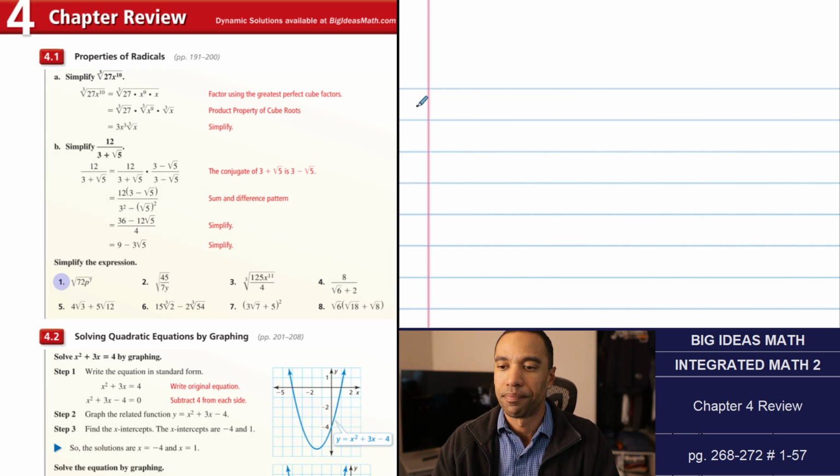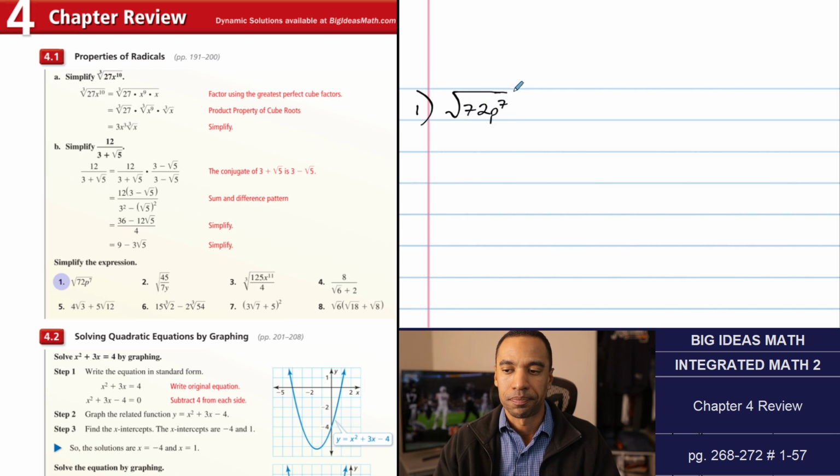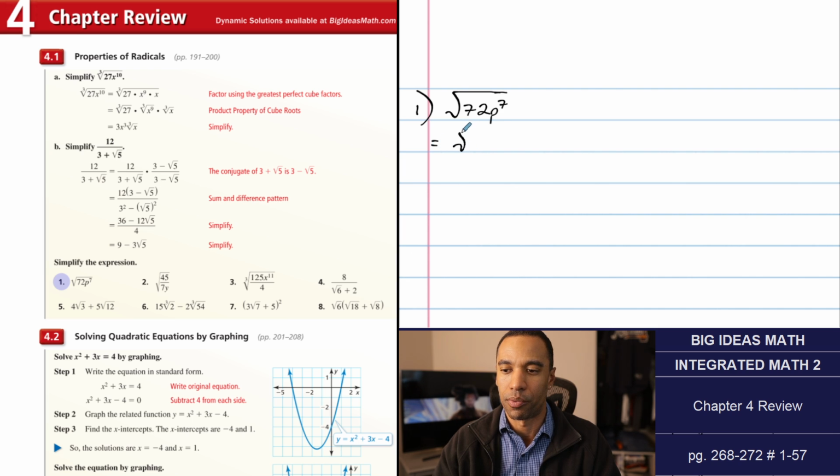Starting with numbers 1 through 3, where it looks like we're doing more simplifying with regard to the variables and such, simplifying the radicals. So I'm going to begin with that process. Once again, we're taking the square root of both 72 and the square root of p to the 7th. Treat them very separately here.